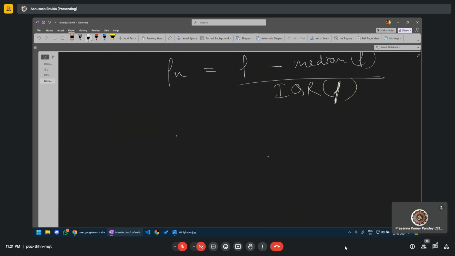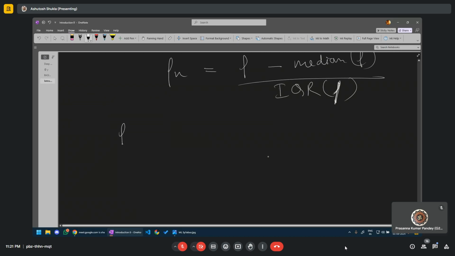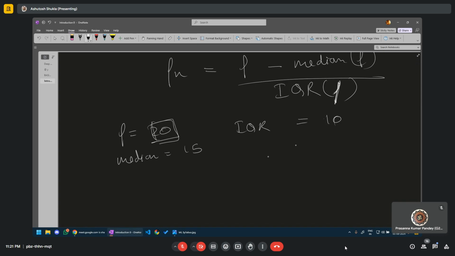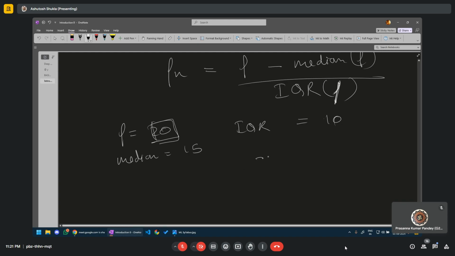For this one, the example could be if you have a feature equal to 20, the median might be say 15, and the interquartile range is say 10. You just do a division, so 20 minus 15 divided by 10, that would be 5 by 10 equals 0.5 again. So kind of simple. Again, you're just trying to fit the data between 0 and 1. That's all normalization is.